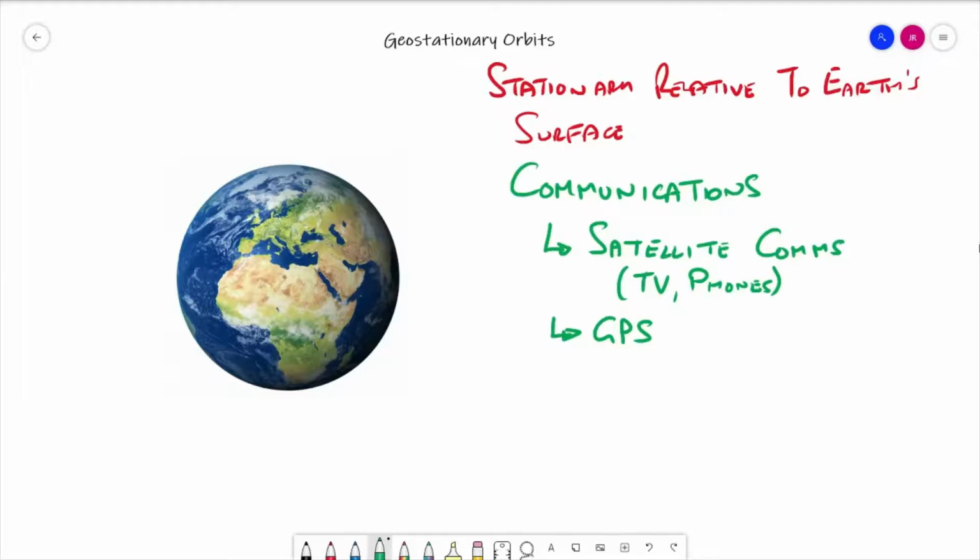Now, in order for that to work, the satellite must orbit above the Earth's equator. Okay, so it will orbit directly above the equator.